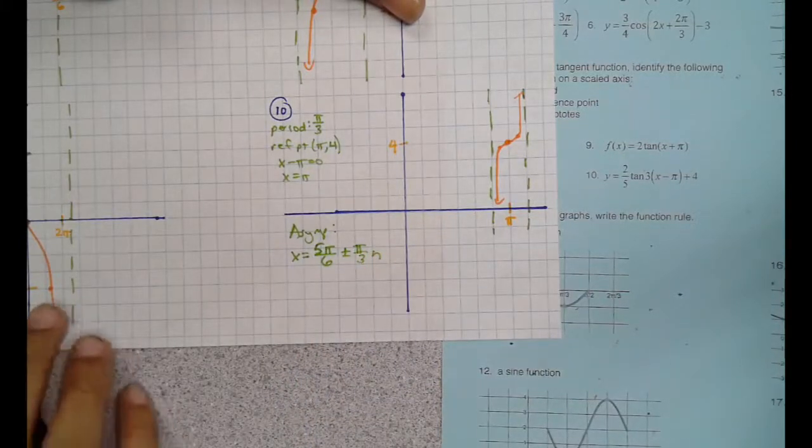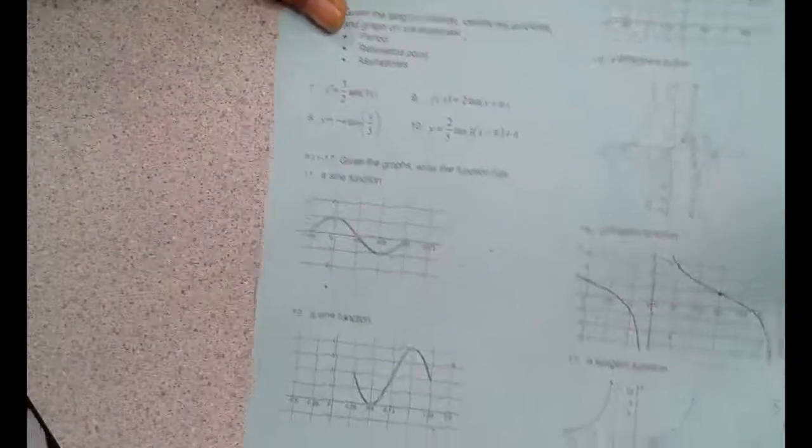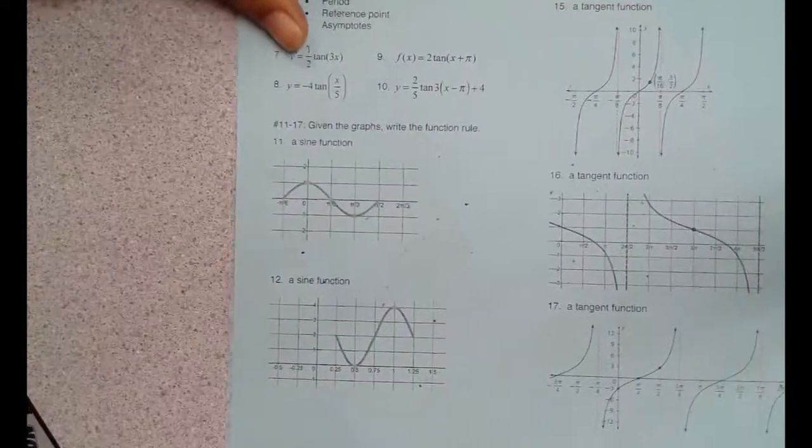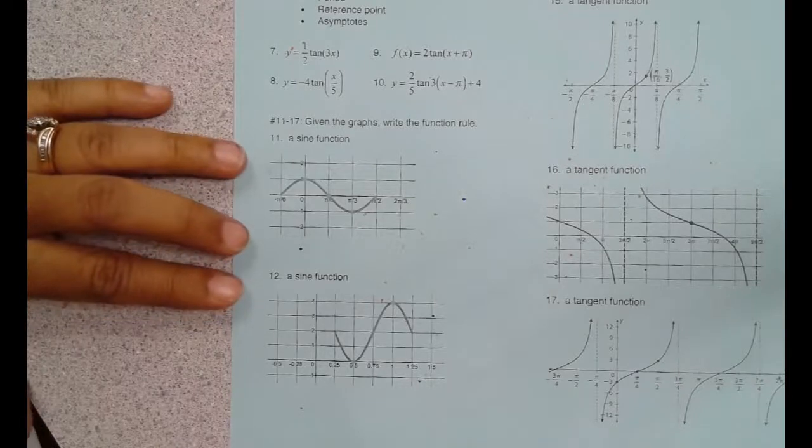All right, the rest are going to be writing the equations from the graph. So let's go ahead and start off with this first one. We want the equation of the sine curve. So to find the equation of the sine curve, we first have to know our amplitude, our period, and then our reference point.